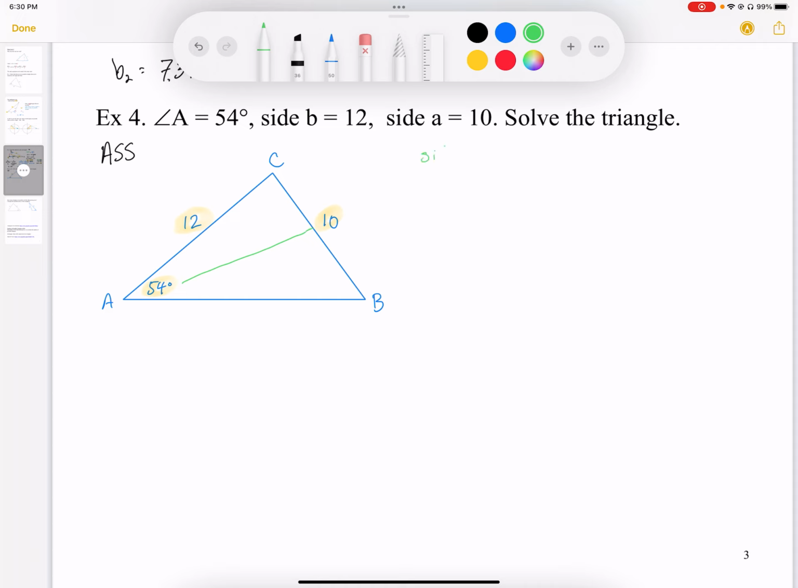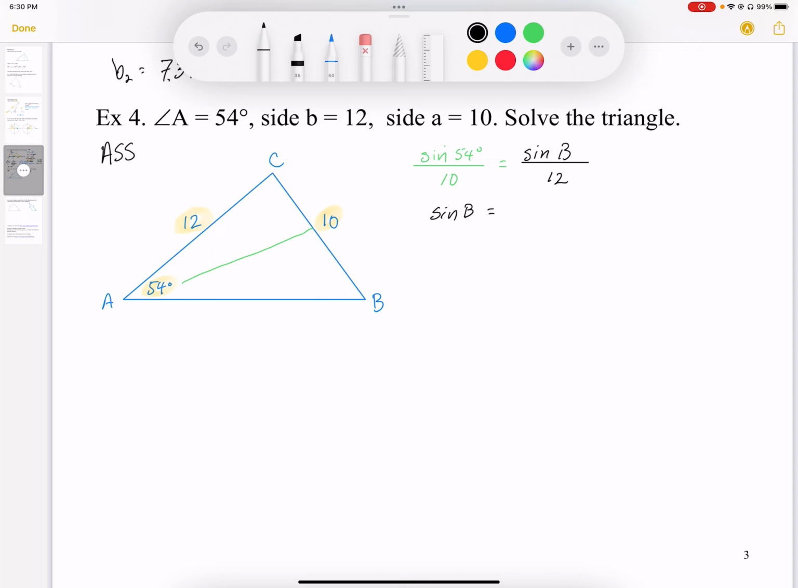So sine of 54 degrees over side length of 10, that's our pairing. And that's going to be equivalent to, well, we've been given side B. So I'm just going to put that in here. Side B is 12. And the angle that goes with side B is going to be angle B. So we have sine of B. So I'm going to end up solving for sine B, and then I can solve for angle B.